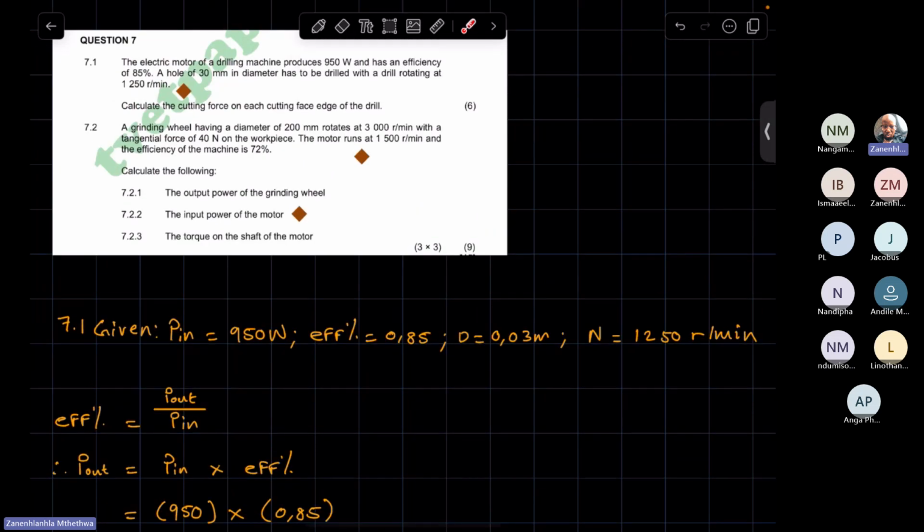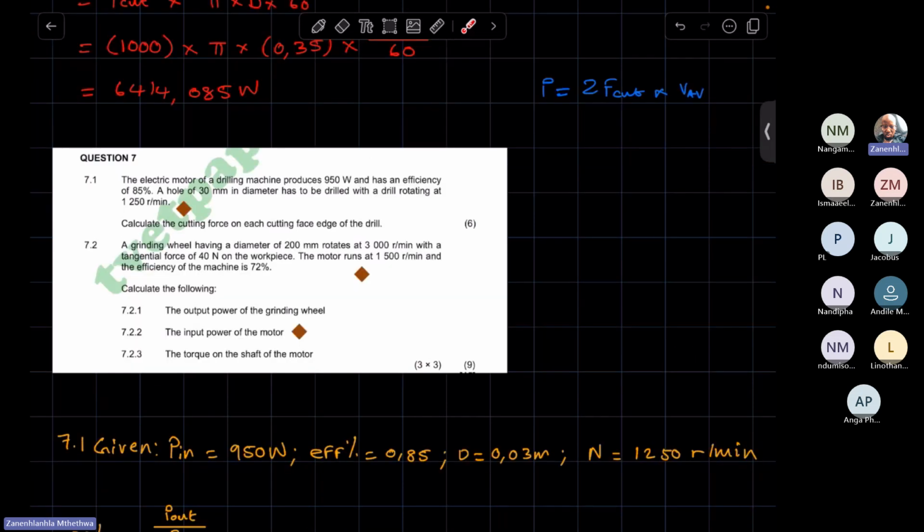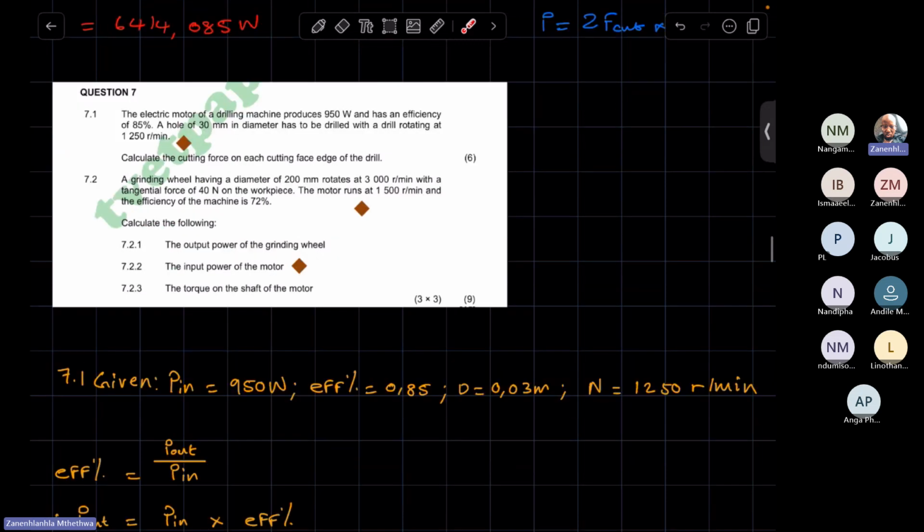Once you have that, you're looking for the cutting force, as I've explained. In terms of the drilling machine, the way you calculate the cutting force is by using this formula here. This will be power out, 2 times the cutting force, because you are looking for the cutting force on each cutting face edge of the drill. Which again, if you think of looking at a drill from any perspective, you are essentially going to see 2 faces. Hence, we multiply the cutting force by 2.